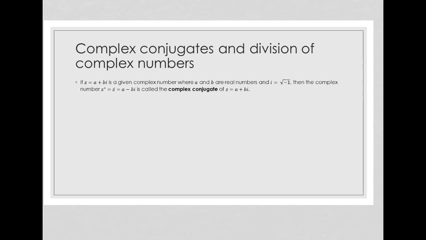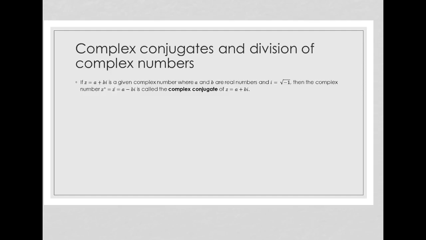Complex conjugates and division of complex numbers. If Z is a + bi, a given complex number where a and b are real numbers and i is the square root of -1, like we've defined previously, then the complex number Z star or Z bar, so these are just two different notations for the same thing.